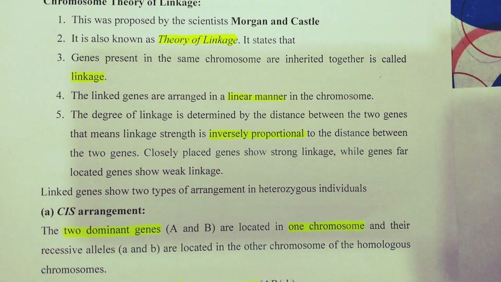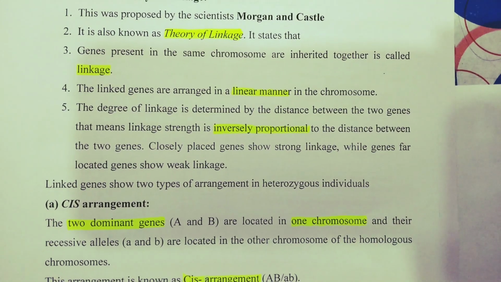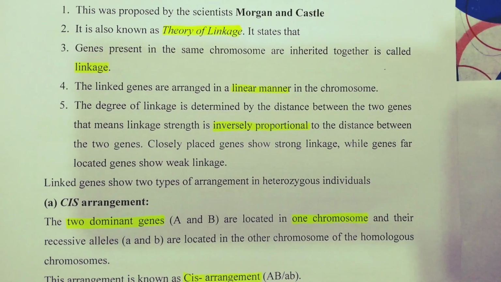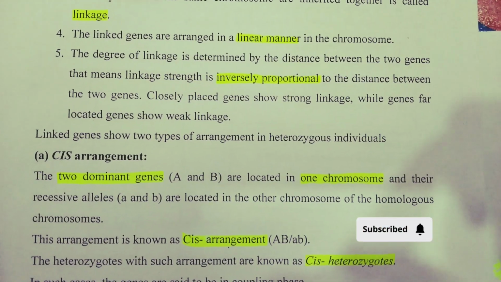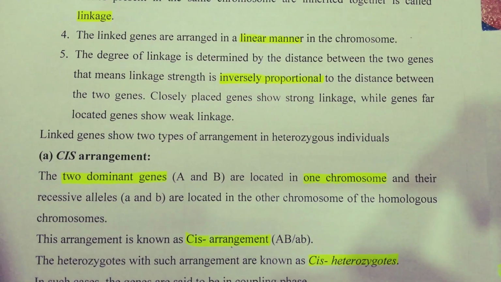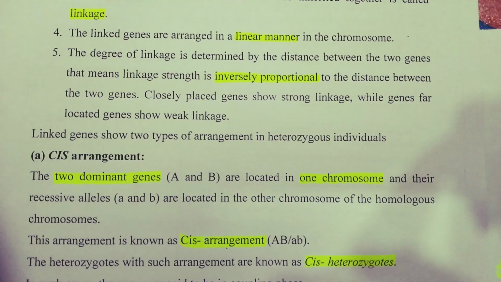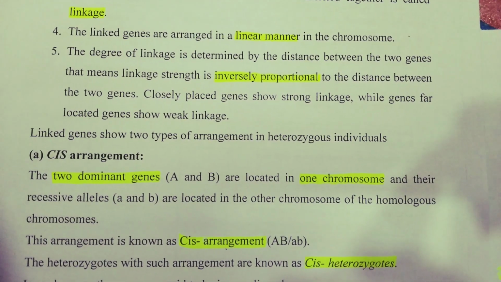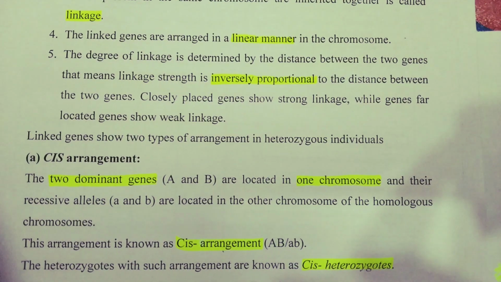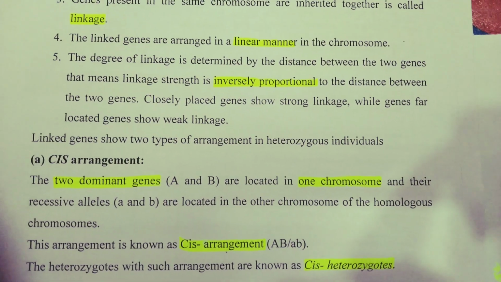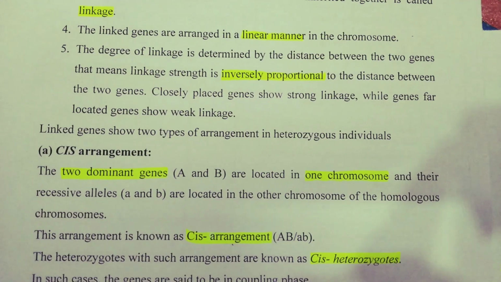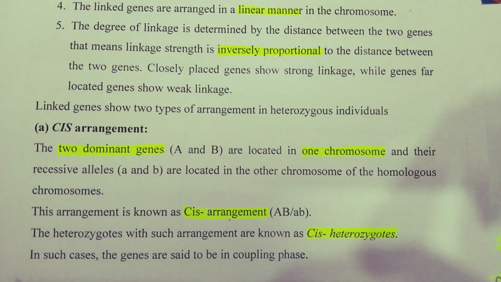As I showed you before, they are arranged in a linear manner on the chromosome. So the degree of linkage is determined by the distance between two genes. That means linkage strength is inversely proportional to the distance between two genes. That means if the distance is low, the linkage is more. If the distance is far, then the linkage is less.